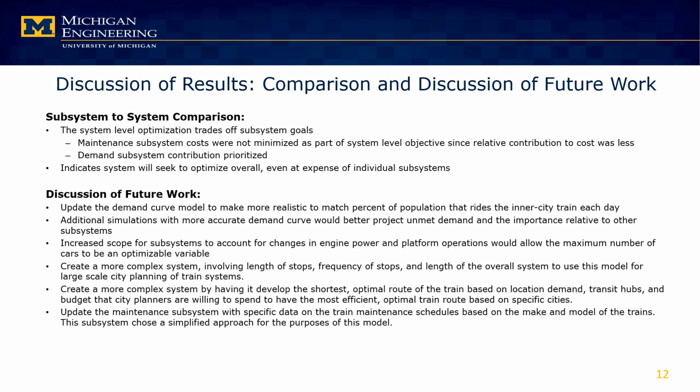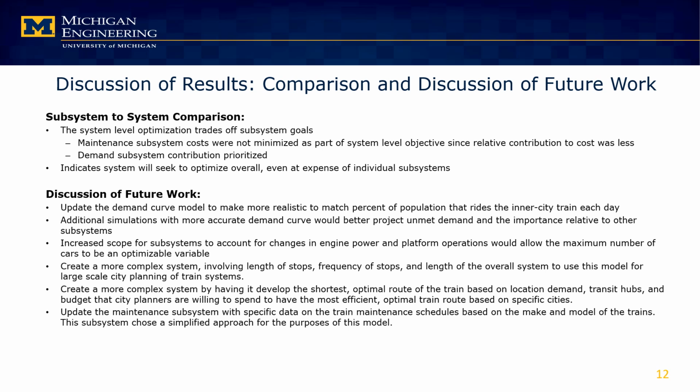For future work, we need to do some changes to our demand curve to make it more realistic, as well as perform additional simulations with that updated curve to better project our unmet demand and its importance to other subsystems. We also need to increase the scope for the subsystems to account for changes in other variables such as engine power and platform operations, and could also model a more complex system that adds things like the length of stop, frequency of stops, and the overall length of the system.